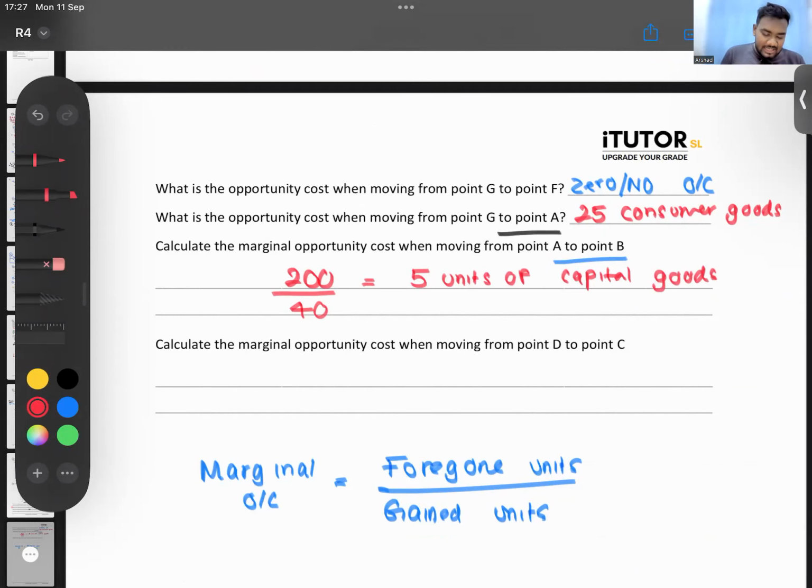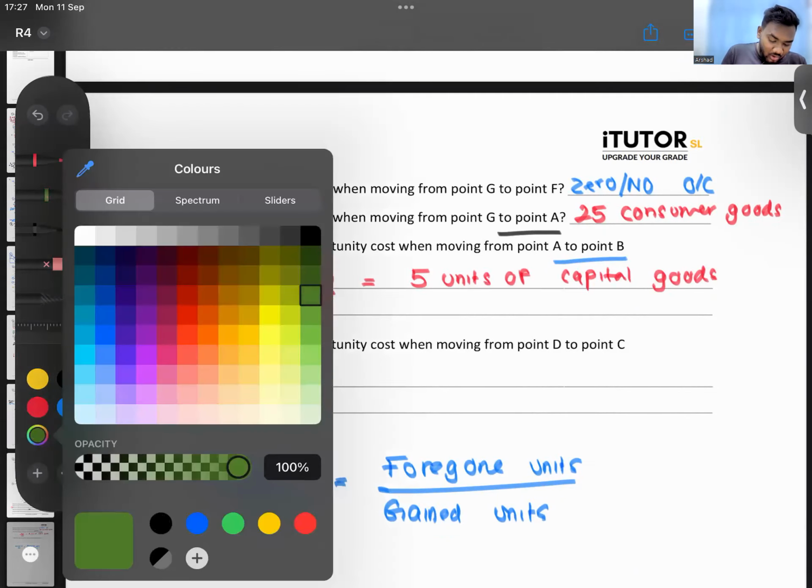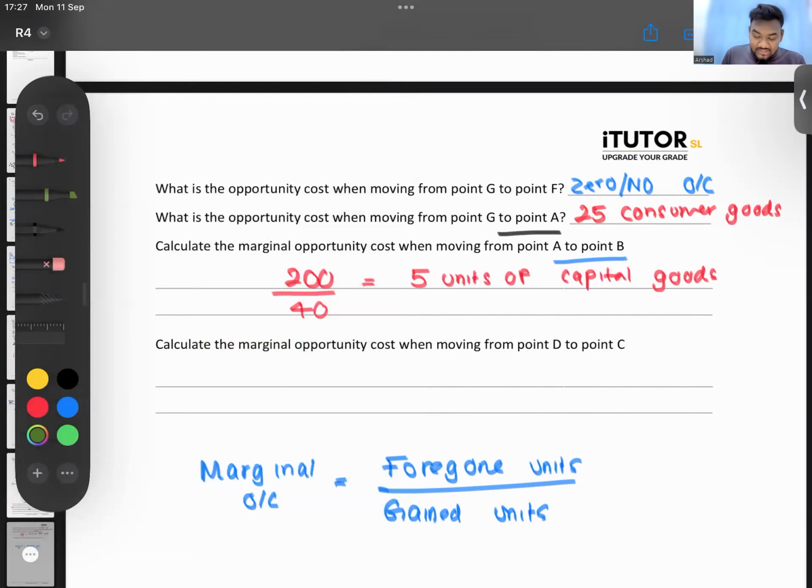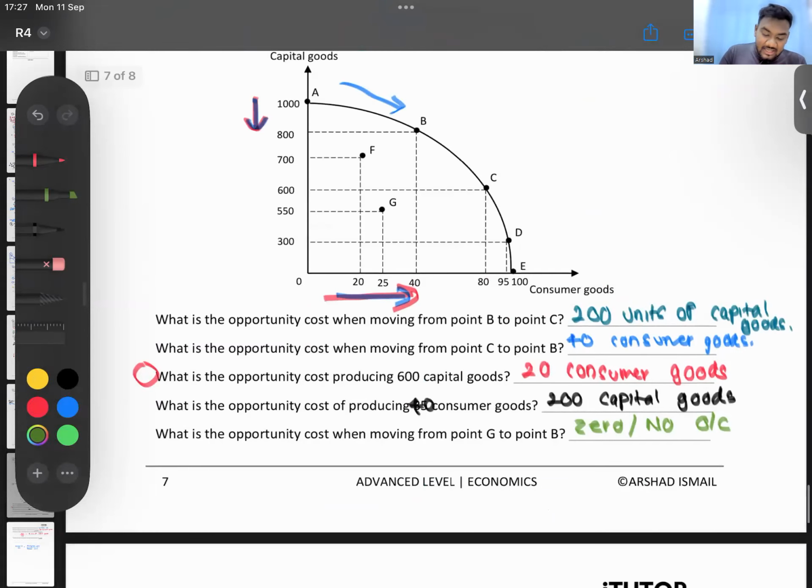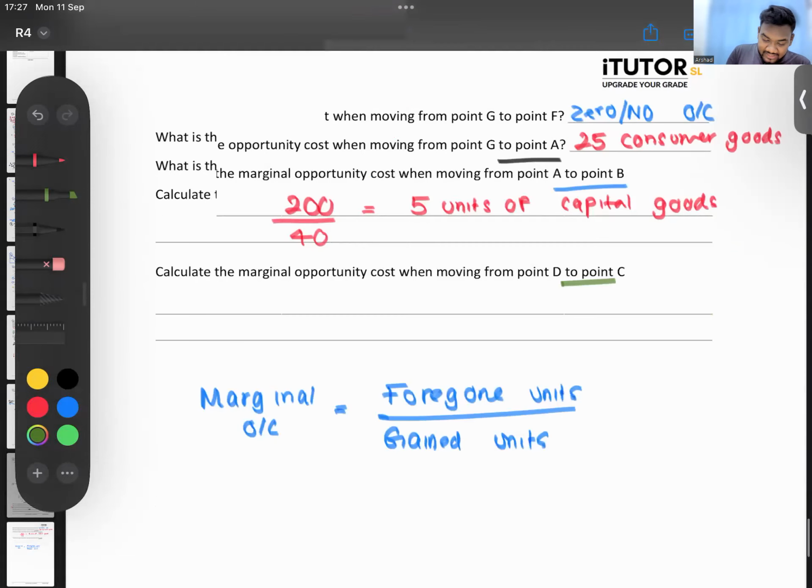Okay. Last one. What is the marginal opportunity cost when moving from D to C? Okay, so you were at point D, now you're going to C. We are sacrificing 15 consumer goods. D to C, we are sacrificing 15 consumer goods. We are gaining how much? 300 capital goods. So what's our equation? Foregone divided by gain. Foregone here is the 15 consumer goods.